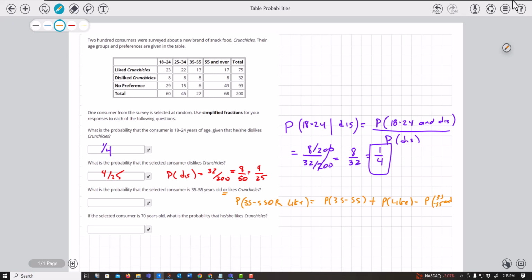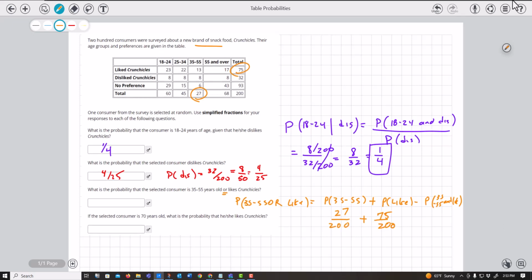So this is the and. Sorry, I'm trying to squeeze that in. All right, so the probability that they're 35 to 55 looks like that number right there, 27. These are all out of the total, 200. The probability that they like crunchies, I don't even know what crunchies are, is, oh, I guess it's a snack food. You can tell I didn't read it, huh? Is the total 75 over 200.